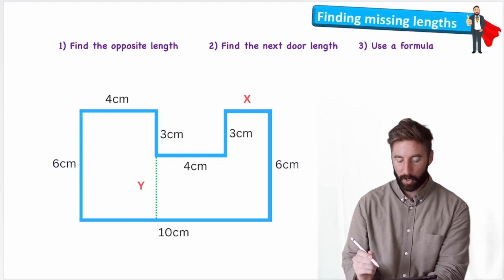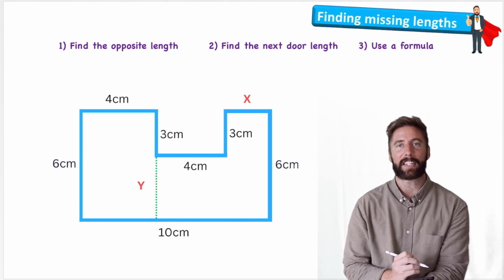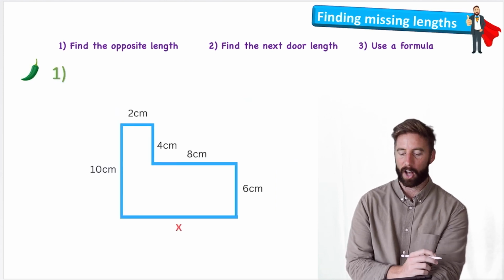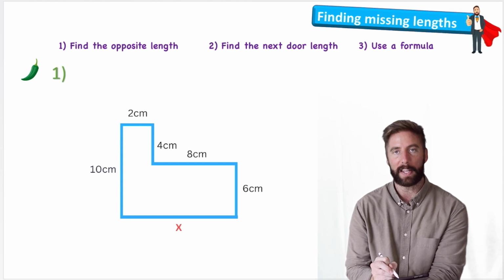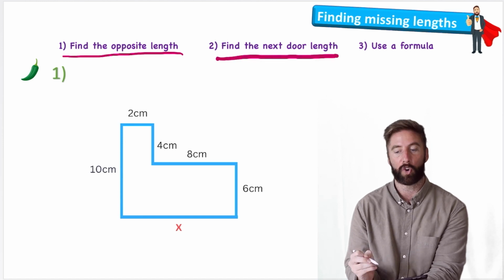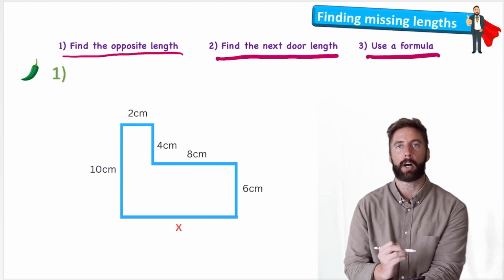Okay, so you can see that we have a compound shape here. This is actually a pretty tricky one. We're going to start with something a little easier. Let's have a look at this to start with. And we're going to follow these steps. First, we're going to find the opposite length of the length we're looking for. Then we'll find the length next door. And then we're going to use a formula to help us solve it.